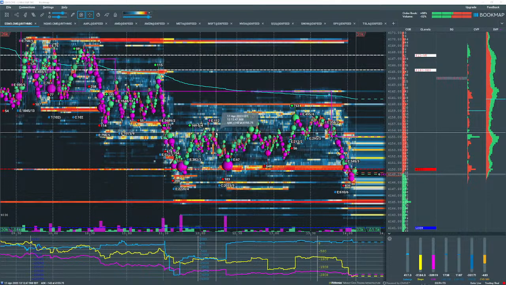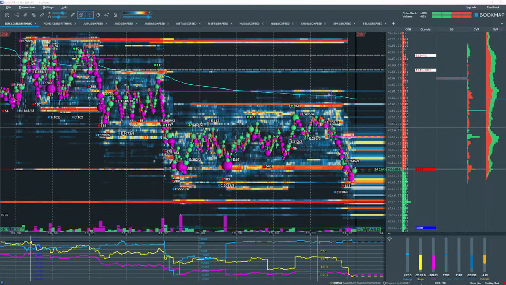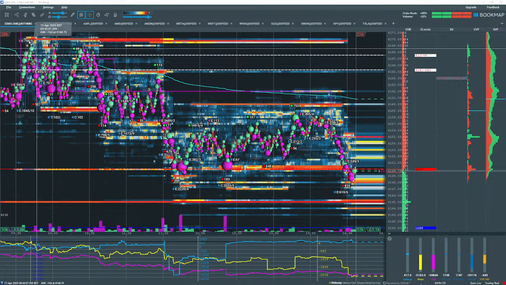All right, Eli asked, do you use default settings for CVD, stops, and iceberg trackers below? I'll tell you what I use. For CVD, yeah, I use the default.